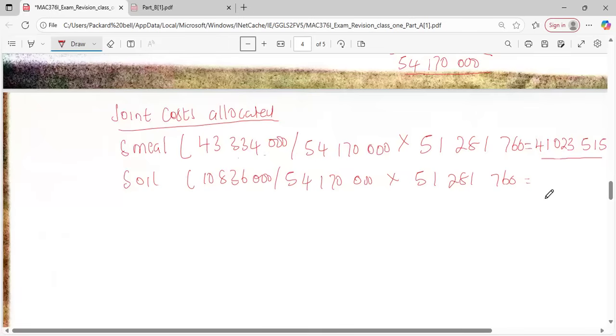I'm getting 10. I don't know if it is the same with you guys here. I'm getting 10 million 258,245. Right. Then this one is 41,023,515. So we are done with this now for the joint cost.